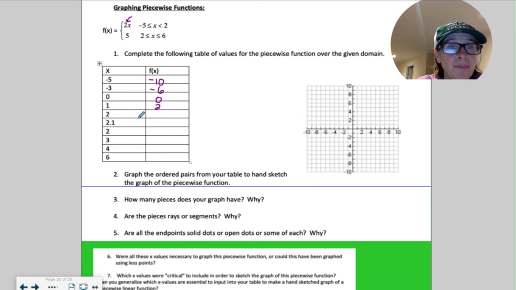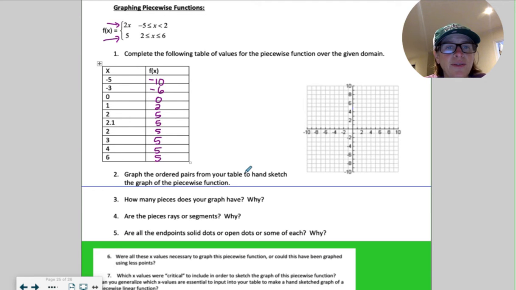And 2, I'd actually have to jump to the other equation. Why? Because it actually equals 2 within that function. That's within the domain. So that would be 5. 2.1 would be 5. 2 would be 5. 3 would be 5. 4 would be 5. And 6 would be 5. Okay, so I've got all my points.